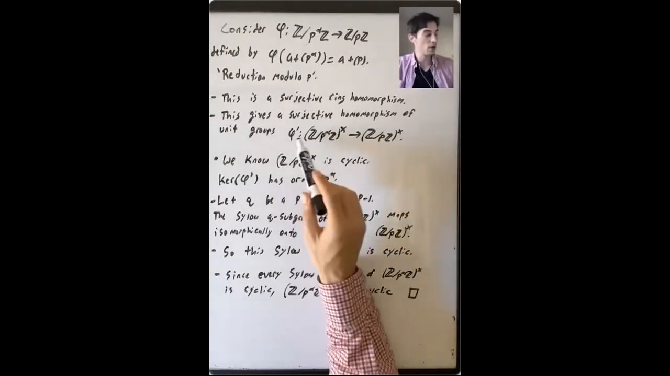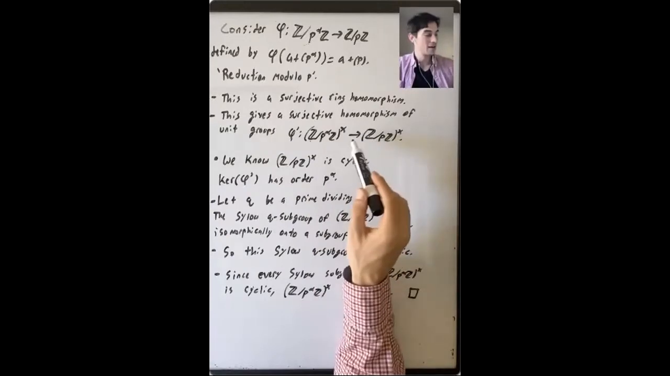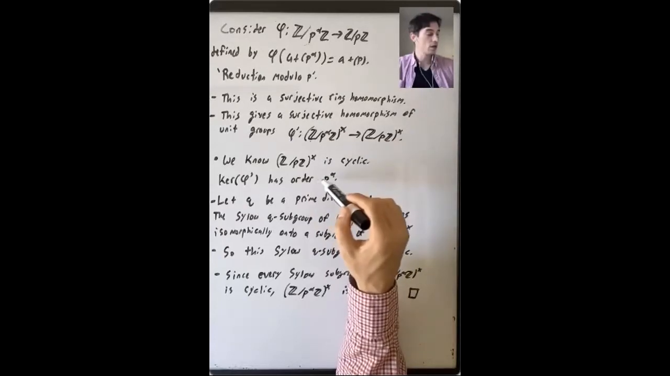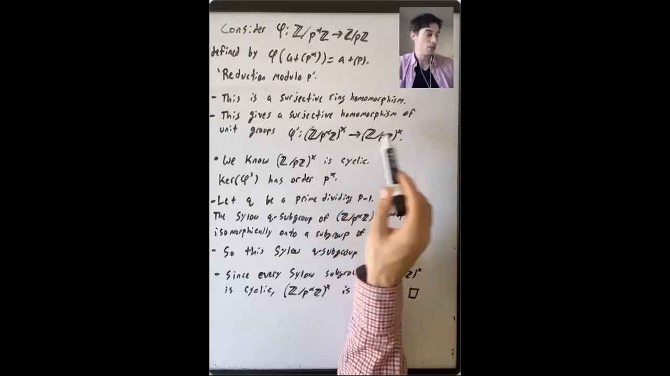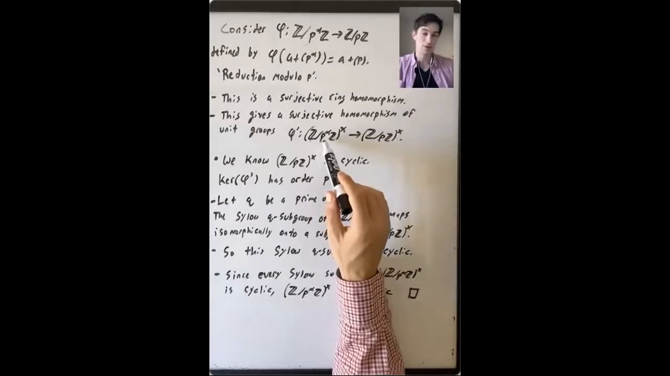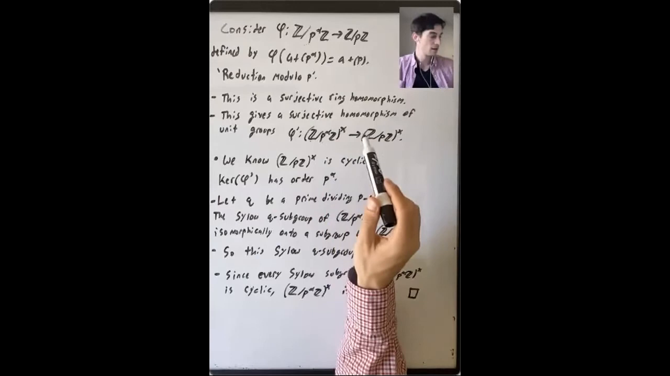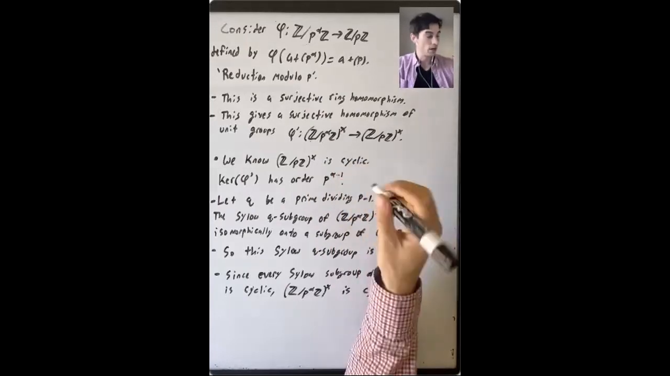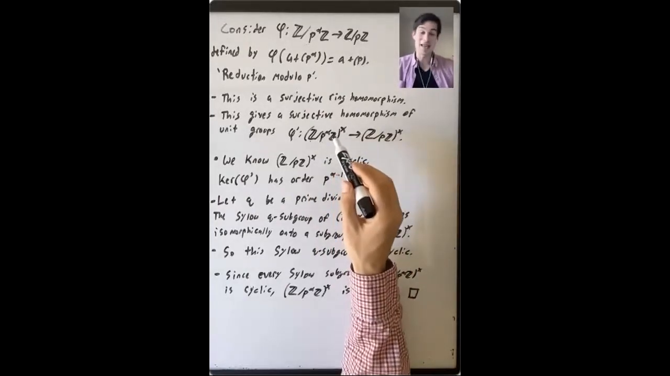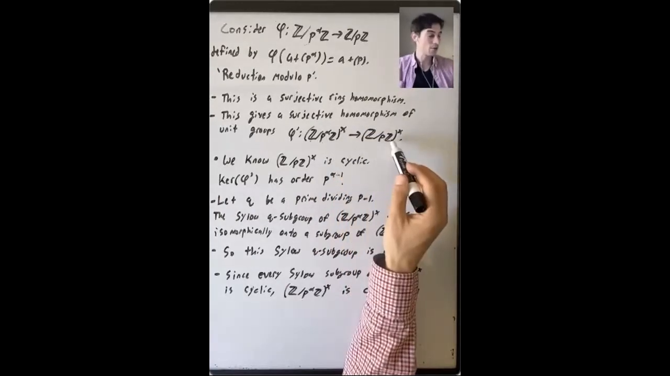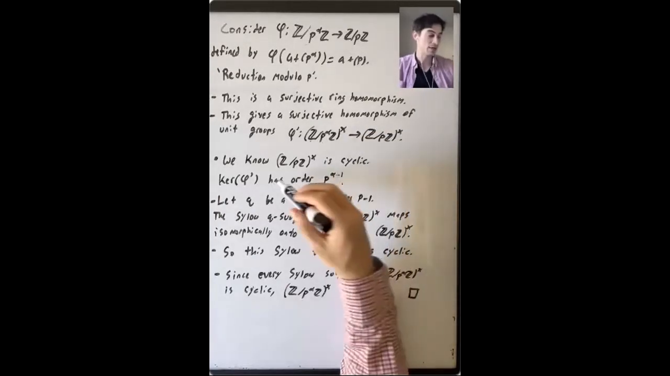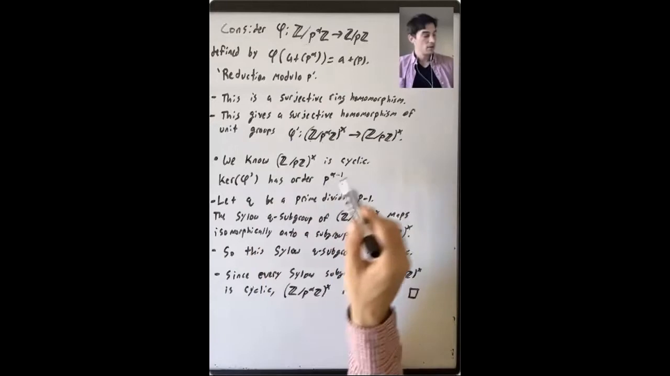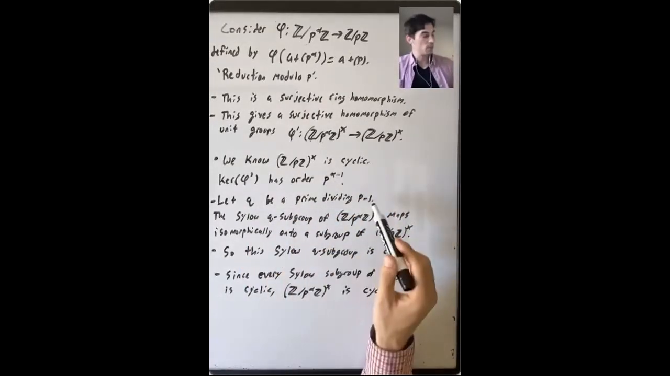All right, so what is the kernel of this homomorphism? Well, just by counting, this group has size p to the alpha minus 1 times p minus 1, and this group has size p minus 1. So just by counting, you can see that the kernel has order p to the alpha minus 1. OK, so now let's take q to be a prime dividing p minus 1.